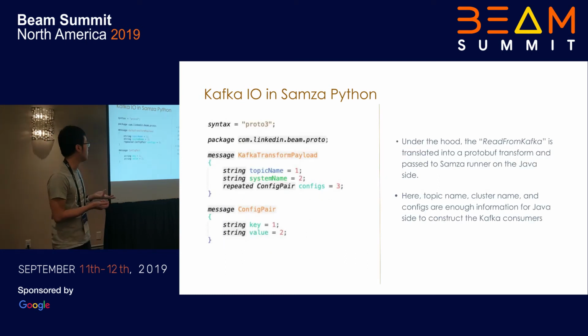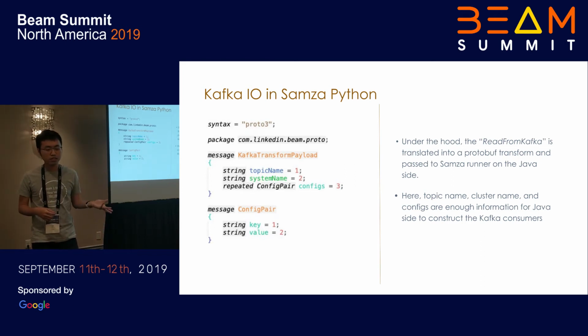A little bit more detail on how we did that. Basically, we translate the portable pipeline, defining some protocol buffer there to define the PTransform. As you see, this PTransform has information about the cluster name and the topic name. It could also contain additional config information if users want to specify it. And then under the hood, because the pipeline gets submitted to the Java side, Java has all this information to construct the real Java Kafka client. And then the pipeline is good to go and good to run.